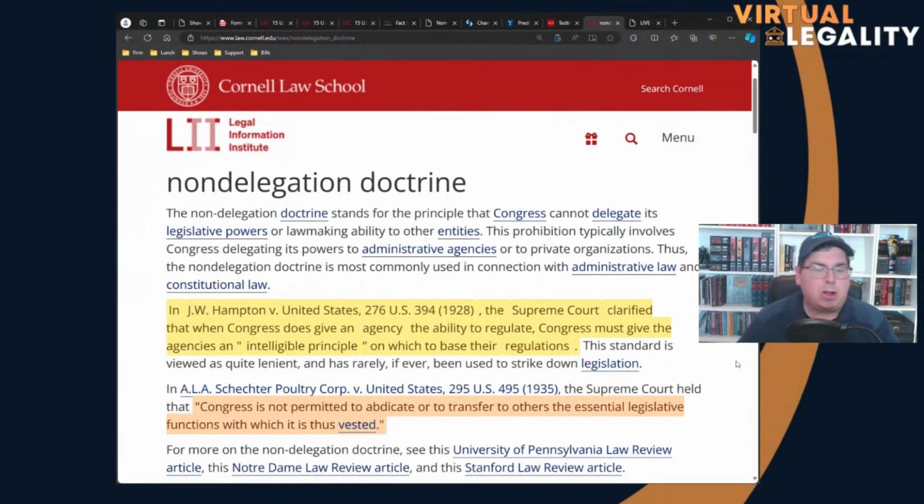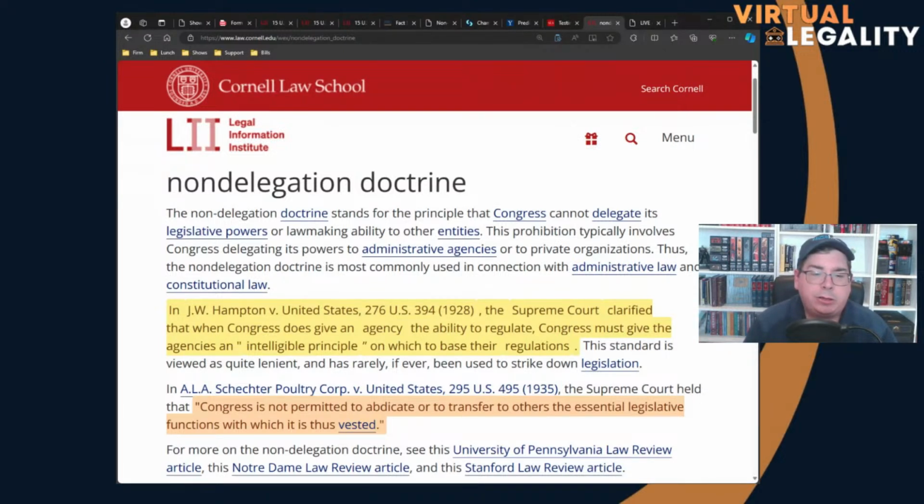For those of you that didn't go to law school, this is the concept that Congress cannot take its legislative powers and give it to another body, right? So as we've talked about on this channel, as you've seen on Twitter or social media, wherever you're at, a lot of people look at the United States Congress as effectively broken, that they're not passing laws that people would want, that they're not doing what they are supposed to be doing.